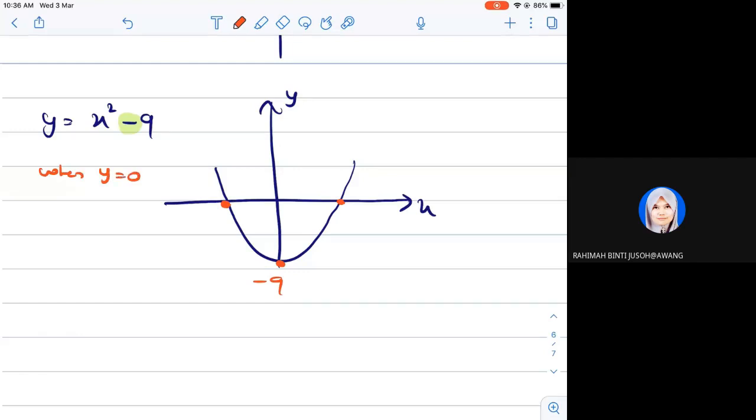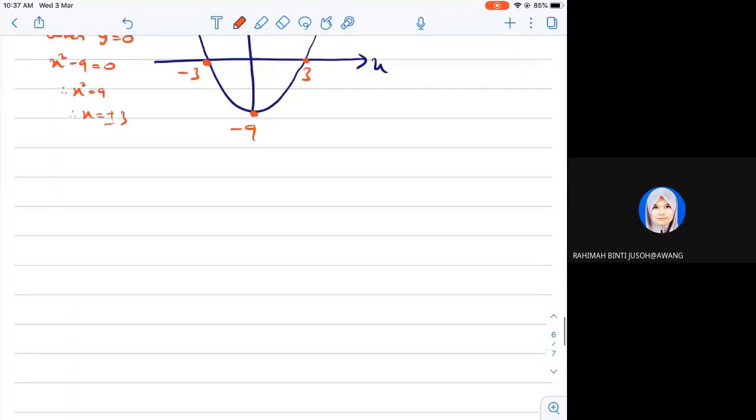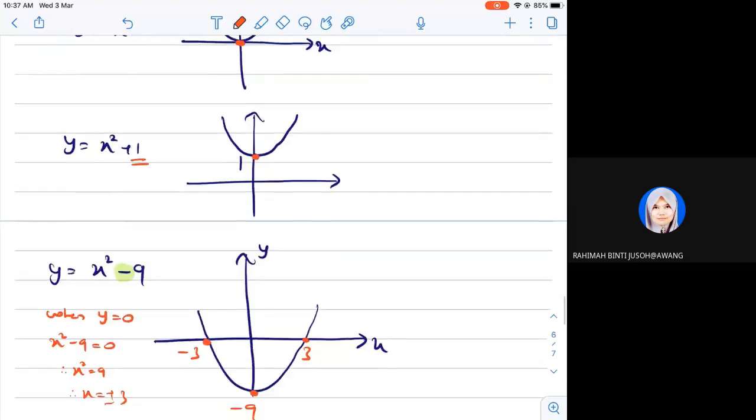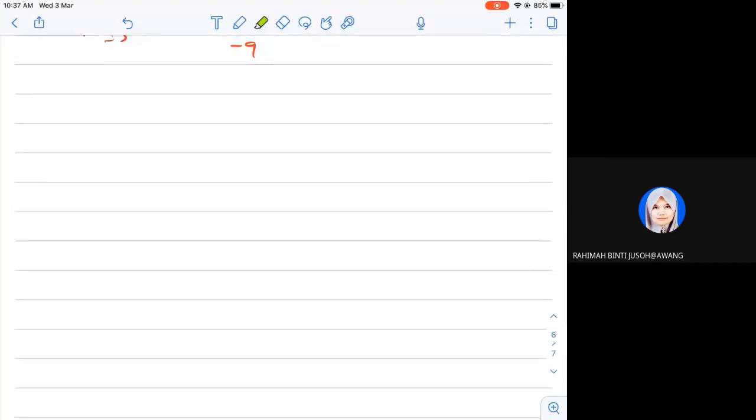When y equals to 0, what happened? X squared minus 9 equals to 0. Therefore, x squared equals to 9. So, x equals to plus minus 3. So, right here, negative 3. Here is 3. Okay, that's for y. Y sebagai subjek lah. Okay, tadi y sebagai subjek. Okay, y as the subject in the front. Y. Okay, what happened if we have x?